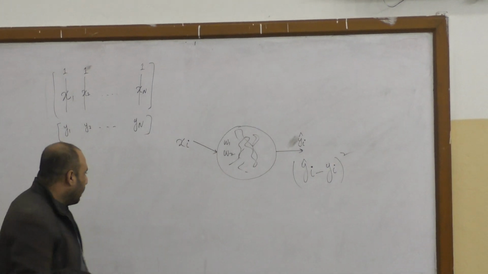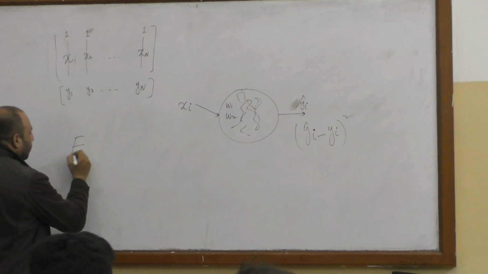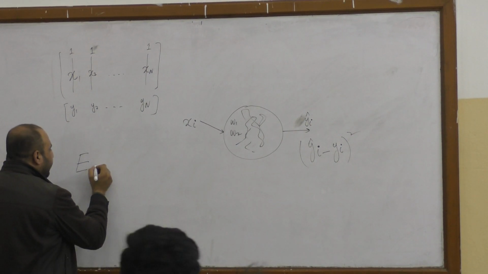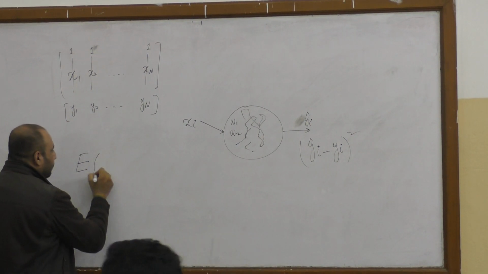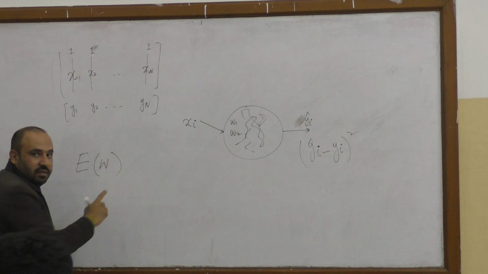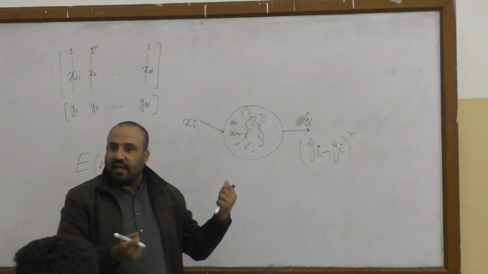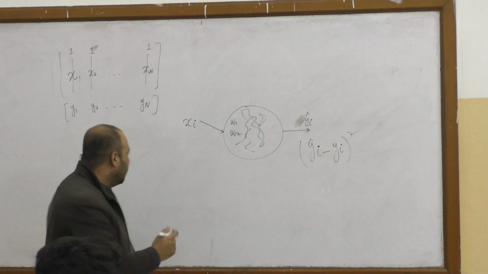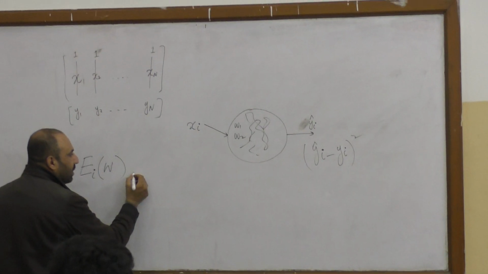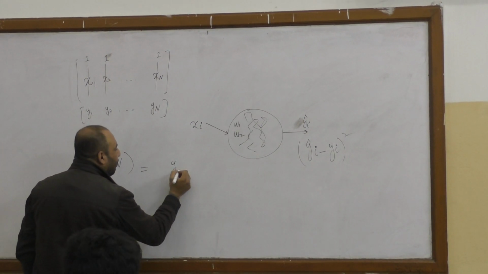So here is the error function for the ith example. This error function depends upon all the w's. I change the w, I will get a different error. It is a function of the weights, for the ith example. This is the error of the ith example. The error at the ith example is the following.